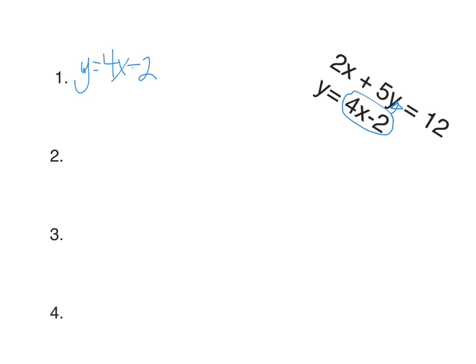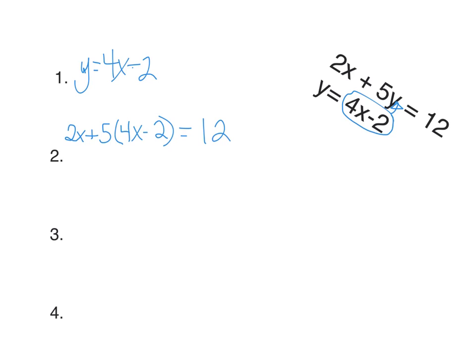Okay? So on step 2, I'm going to write out my equation A. 2x plus 5 instead of y. Don't even write y equals. You only write what's after the equal sign: 4x minus 2. And you also have to put the equals 12. Don't forget about the end.